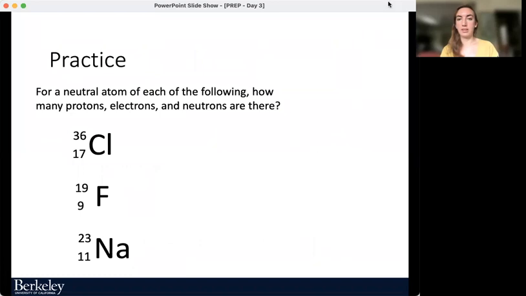So here are the practice problems I'm going to have you do in your groups. You might want to take a screenshot of this or write down what elements you're going to be practicing with. For each of these, I want you to do exactly the same thing we just did. So for 36 chlorine, 19 fluorine, and 23 sodium, how many protons, electrons, and neutrons will one atom of these elements have? Does everybody have it written down? Are you ready for me to sort you into breakout rooms, or do you have any questions?